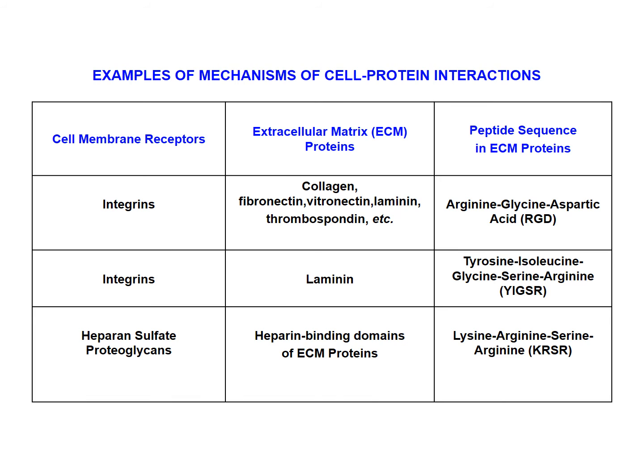I shall add one more detail regarding terminology. The arginine glycine aspartic acid, or KRSR, all of these epitopes or domains are part of extracellular matrix proteins. Those proteins many times are referred to as ligands, L-I-G-A-N-D.